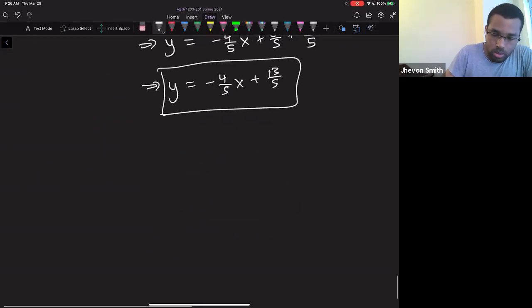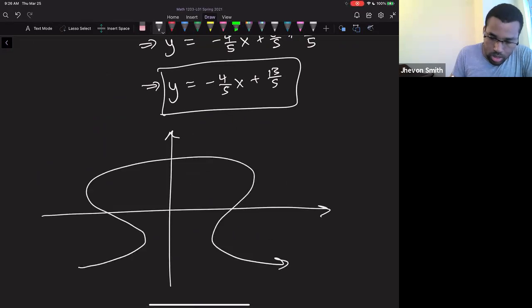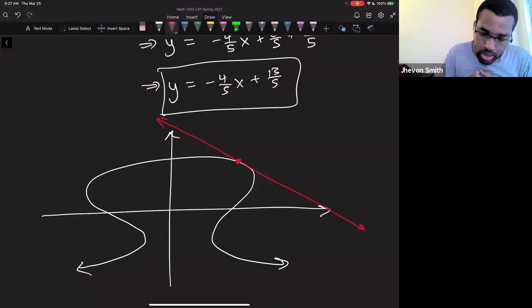And so on this curve, which is impossible for me to find a formula for, at 2, 1, I can find a tangent line. And the equation of this line, at 2, 1, is y equals minus 4 over 5 x plus 13 over 5.